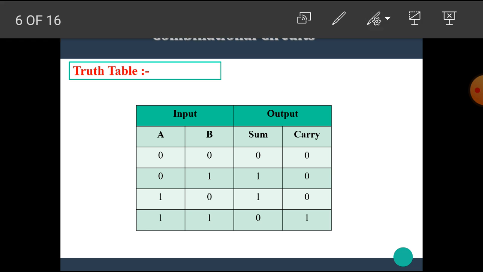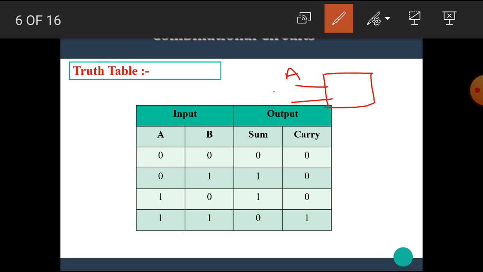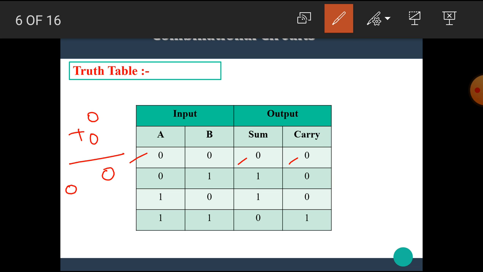Now let's find the truth table for the half adder circuit. In the half adder circuit, this is the block diagram. It has two inputs A and B and two outputs, sum and carry. The combinations of A and B are 00, 01, 10 and 11, and we have to do the addition here. The first case is A is 0 and B is 0. That means 0 plus 0, the sum is 0 and carry is also 0.